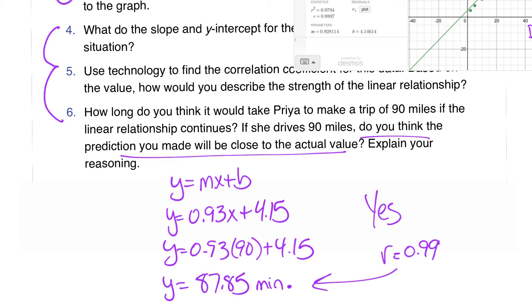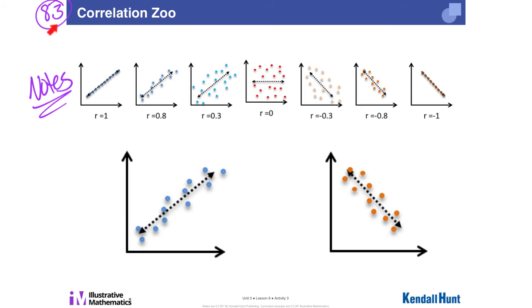So that's telling me that that is going to be really close to my line of best fit. As we move into 8.3 here, we're going to need to be taking some notes. We just saw an example with Priya of a really strong linear relationship, and those are words that we can use to describe these things.